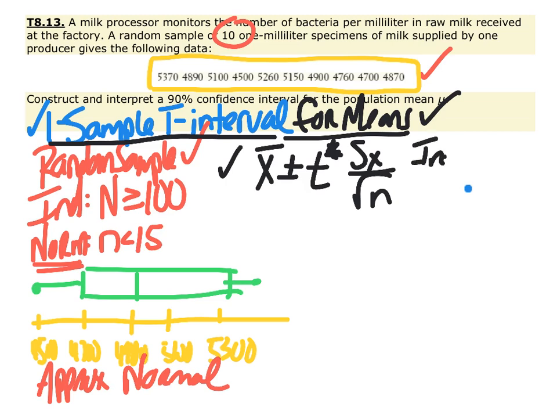So I need inverse T. We want a 90% interval, so we're going to have to find 95% of that curve. Degrees of freedom are 9. When we do that, we get 1.833.